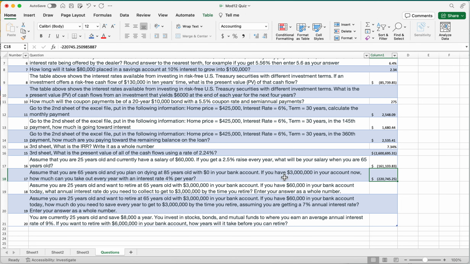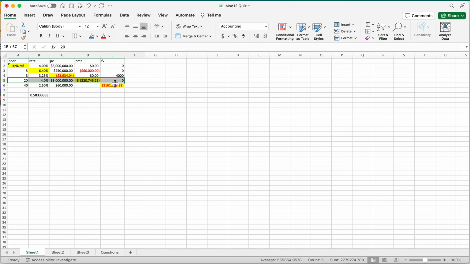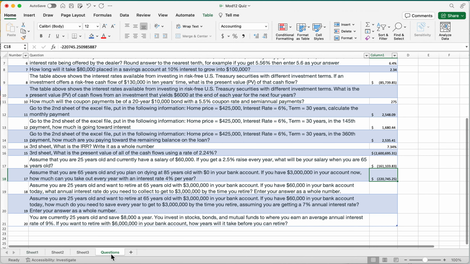Use the present value. Future value, use 20 years. Use 4%, and you're trying to use the payment one. So use this formula here to find out how much payments you're going to have.